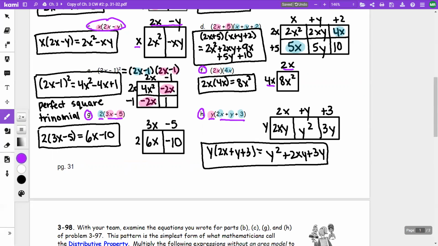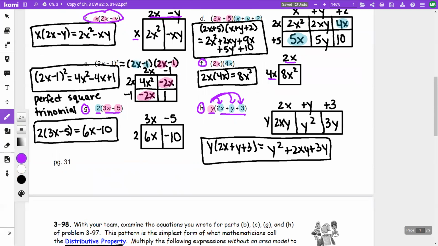All of those, instead of drawing it out, we could have just distributed. That's what they're talking about. We could have just done that. Y times 2x is 2xy. Y times y is y squared. Y times 3 is 3y. That's what they're talking about.